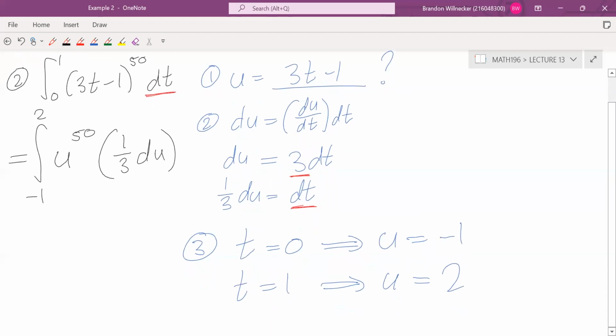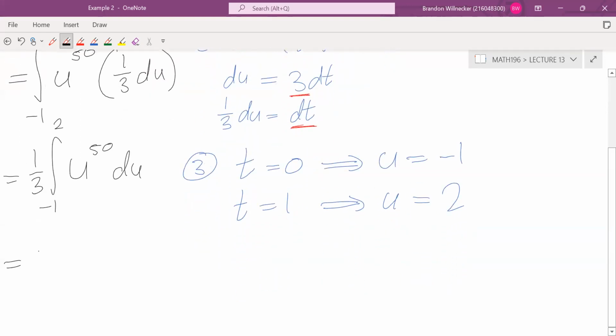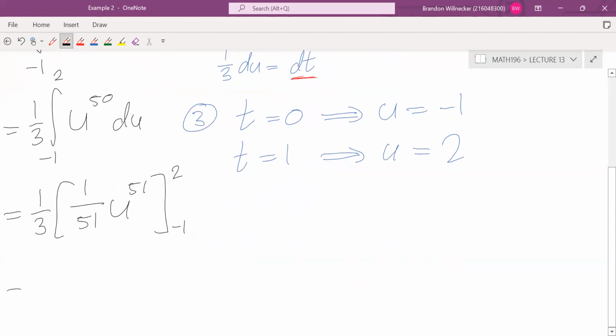So let's evaluate that. So this will be 1/3, the integral from minus 1 to 2, u to the 50 du. And now we just use the power rule as we did before. So this is going to become 1/3, 1 over 51, u to the 51, from -1 to 2. Okay, so we're going to have 1 over 3 times 51. That's 1 over 153.